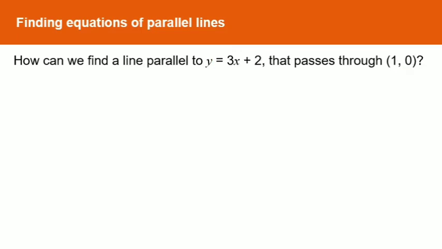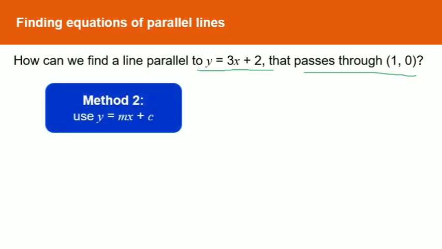Now let's move to another example. Here I already have y equals 3x plus 2, and the parallel line passes through (1, 0). Here I want you to solve it using the second method, y equals mx plus c, because we already have the m here. Since the lines are parallel, the gradient will be the same, right? So the gradient will be 3. And the c, do we have the c? No, we don't have the c. In this point (1, 0), the 1 is for x and y is equal to 0. We can replace all these numbers into the equation.